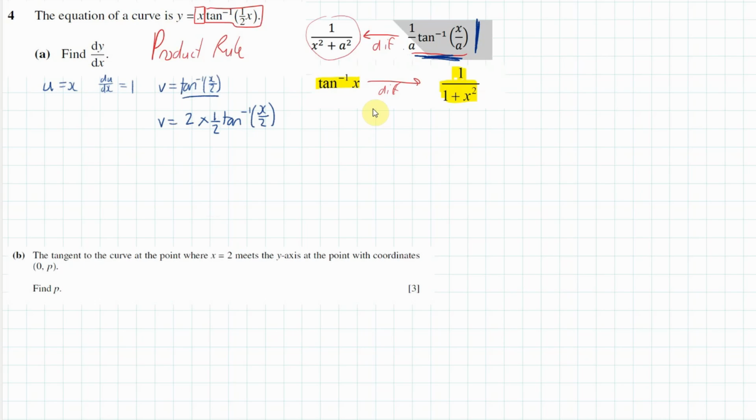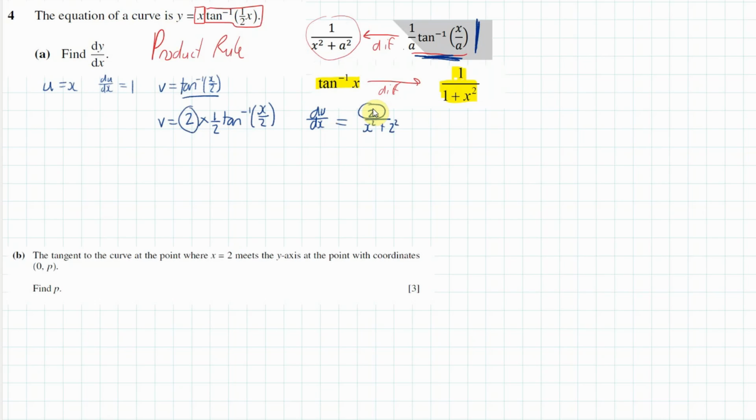Now, if that's the case, dv/dx should be equal to this here, with a 2 on top, like this, 2 squared at the bottom. Okay, now this 2 here is represented by this here. So I hope you can see what I've done there.